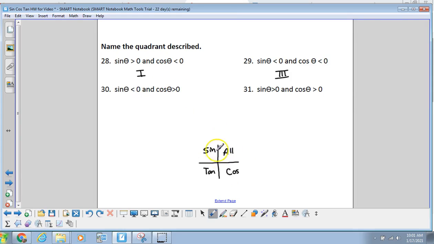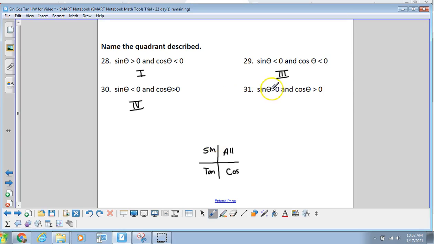Number 30, the sine is negative and the cosine is positive. And if we refer to All Students Take Calculus, cosine is positive in quadrants 1 and 4, but in 1 everything's positive, so the area where cosine is positive but sine is negative, that's quadrant 4. Which again makes sense. Our y is negative and our x is positive. That's quadrant 4.